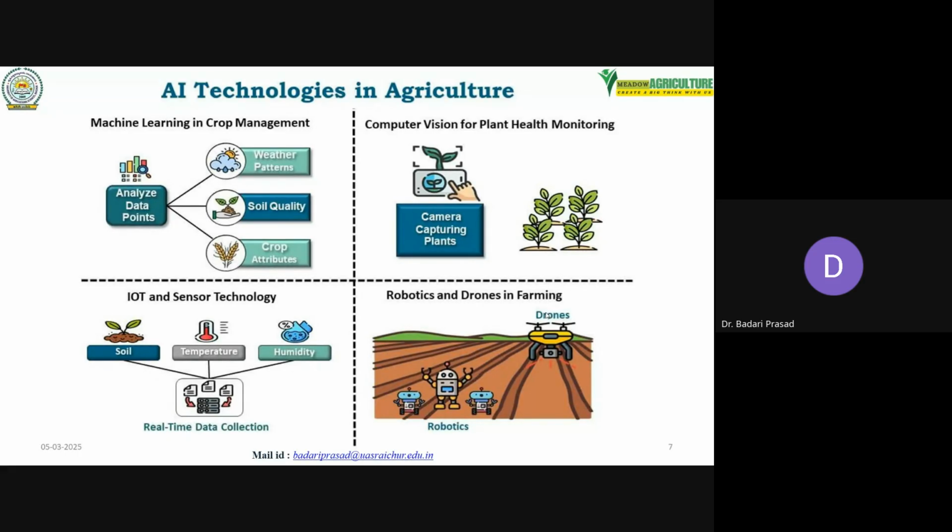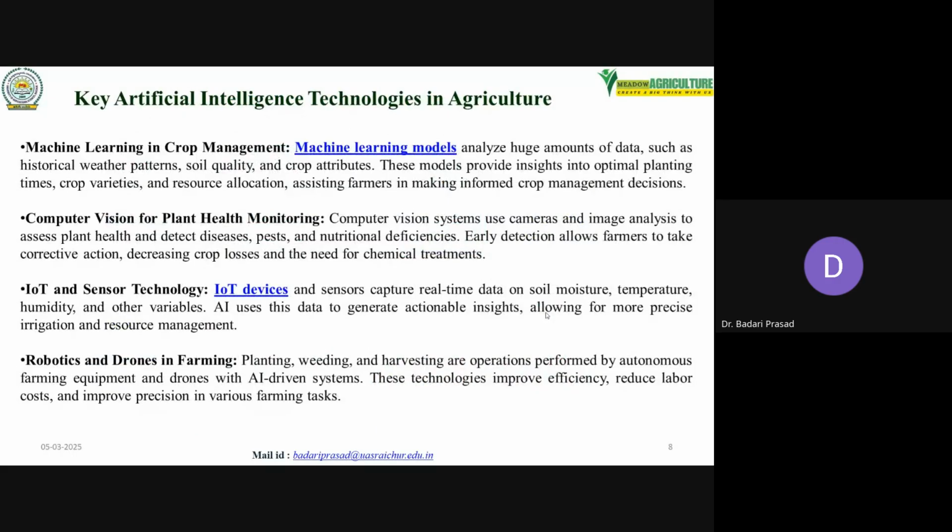So similarly, we are using robotics and drones in farming. It is a robotic application in which humans have no hand in operating these things. So unmanned drones, robotics, and unmanned aircraft we are using. The key technologies we are using in agriculture are artificial intelligence technologies. Here, one of the factors is machine learning in crop management.